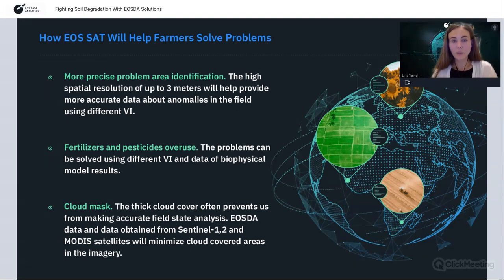This is something that will also help us solve problems and give you recommendations on fertilizers and pesticides, and manage the usage of fertilizers and pesticides. And of course, with better resolution and better frequency, it will improve problem identification and give you better recommendations on that. So that's pretty much it.